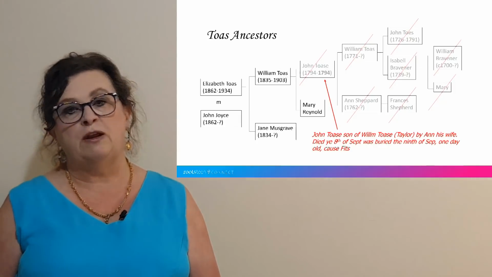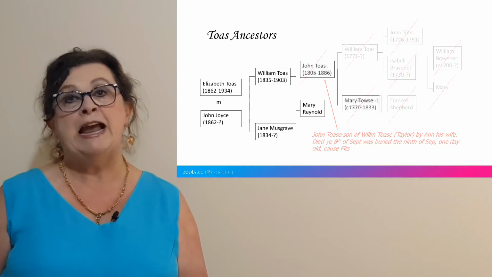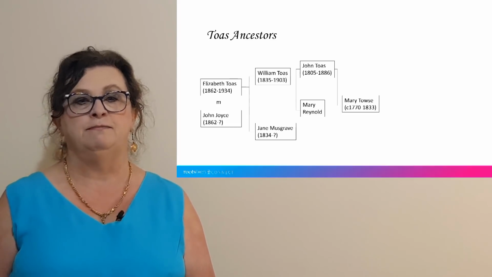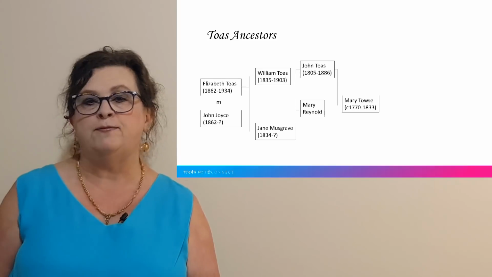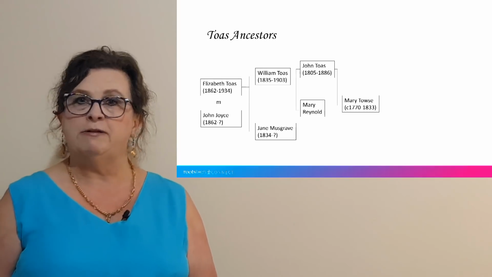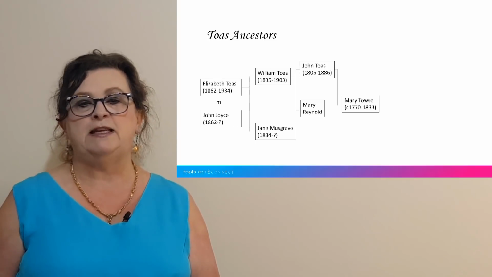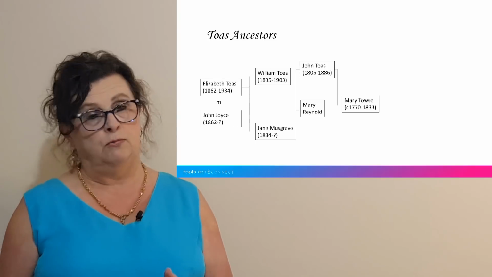Turns out the John I was looking for was born in 1805 and was the illegitimate son of Mary Toes. By not killing off John at the beginning, I'd incorrectly added the Braveners and Shepherds to my tree, whereas in reality they were no relation to my husband or father-in-law.